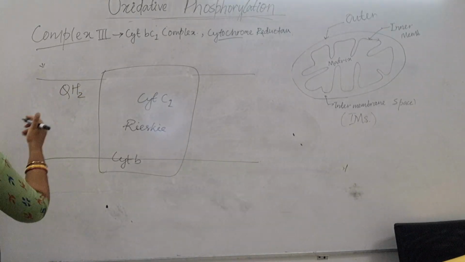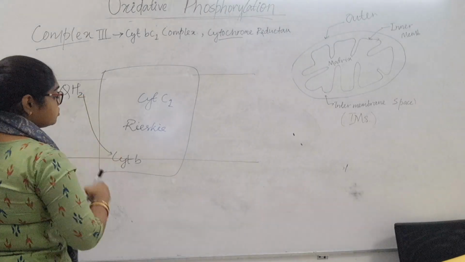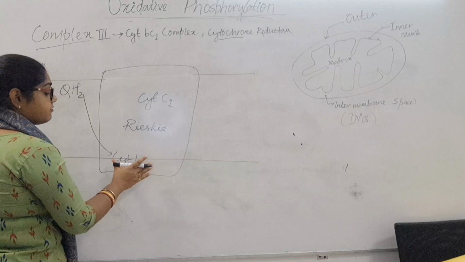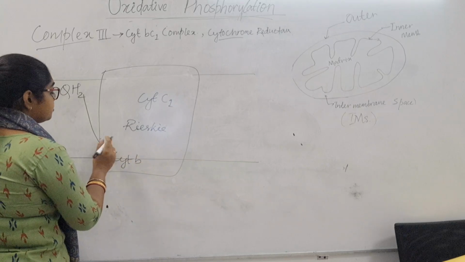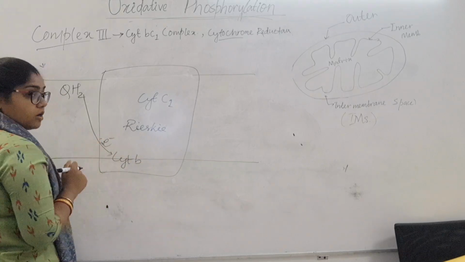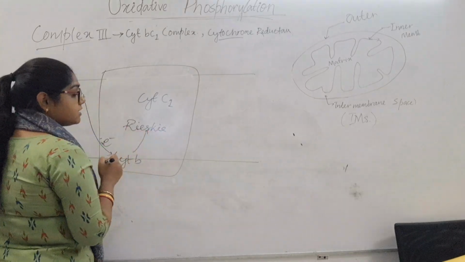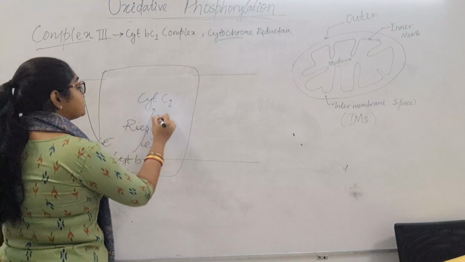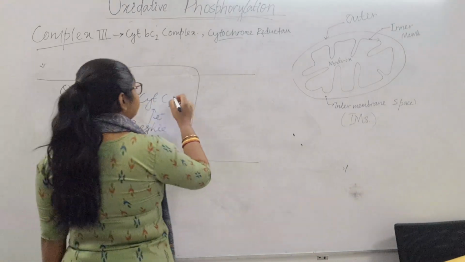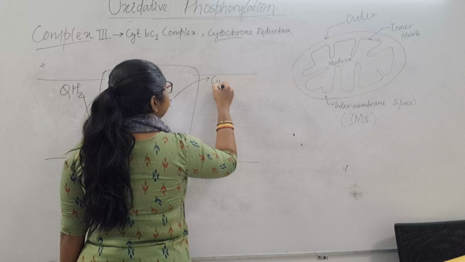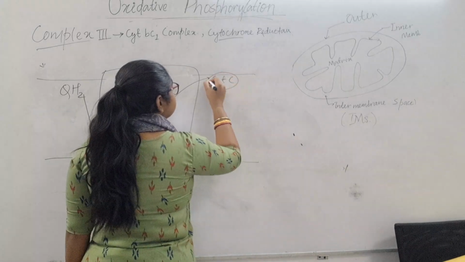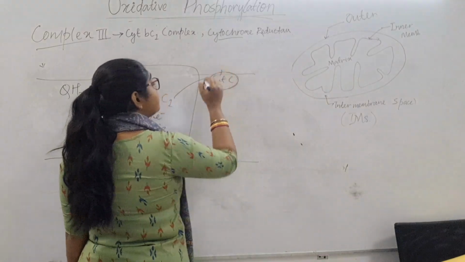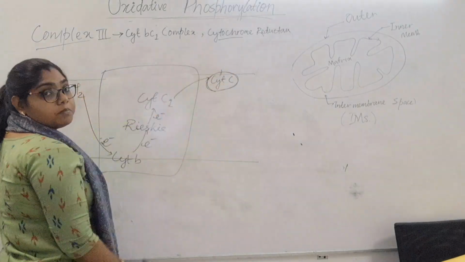These ubiquinols will give electrons to the cytochrome B. When it gives the electron to complex 3, the first cytochrome B will accept that electron from ubiquinol. Then it passes this to the Rieske center. Then it again passes the electron to cytochrome C1. And here cytochrome C1 will pass the electron to cytochrome C that is present in the inner membrane, but towards the intermembrane space.